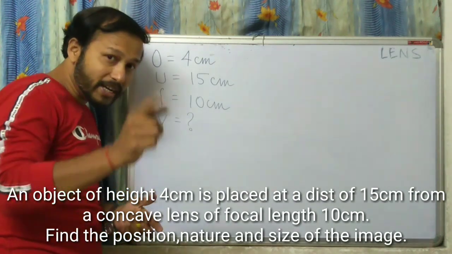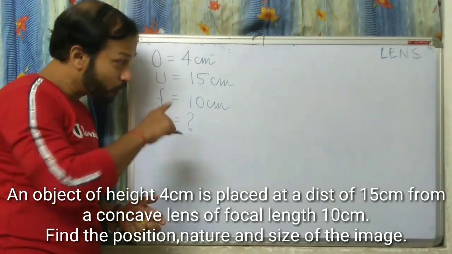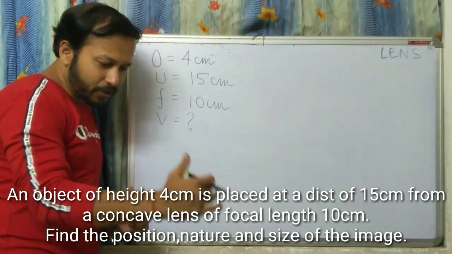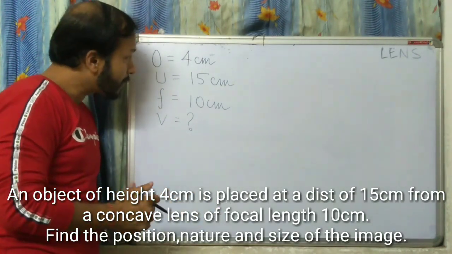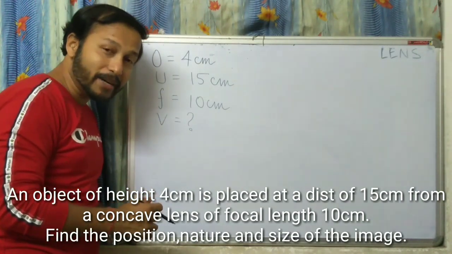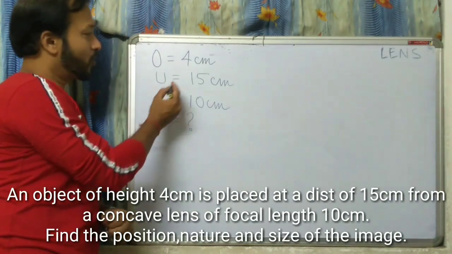Now, if you see your list, which I told you before we discuss this, I told you to prepare a list first. If you see the list, you will see that object distance is always negative. I mean U is negative.